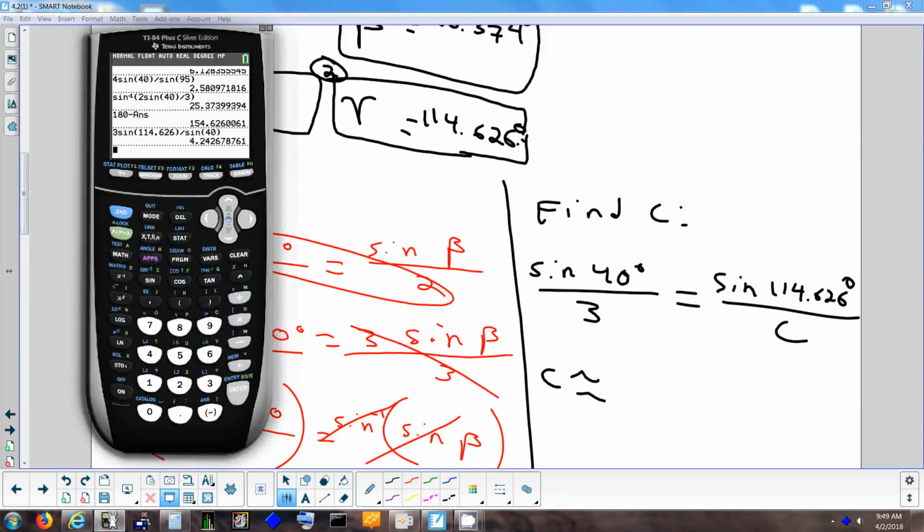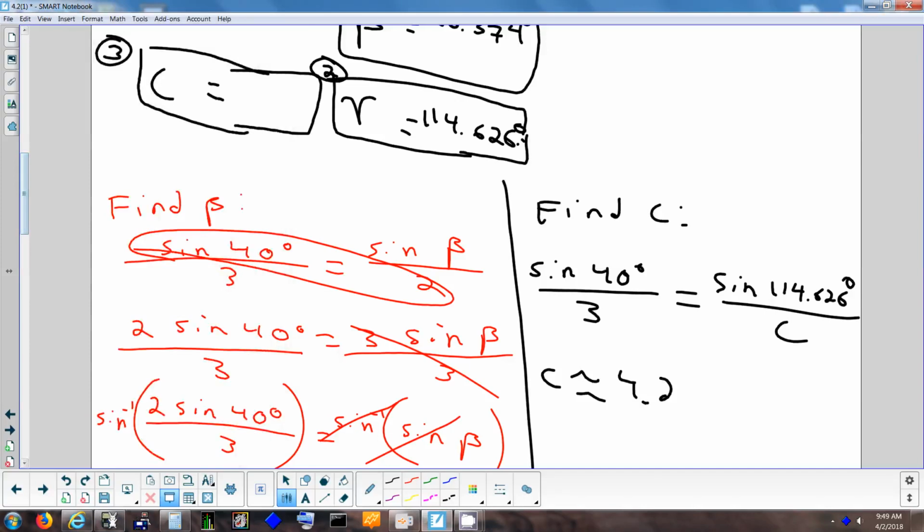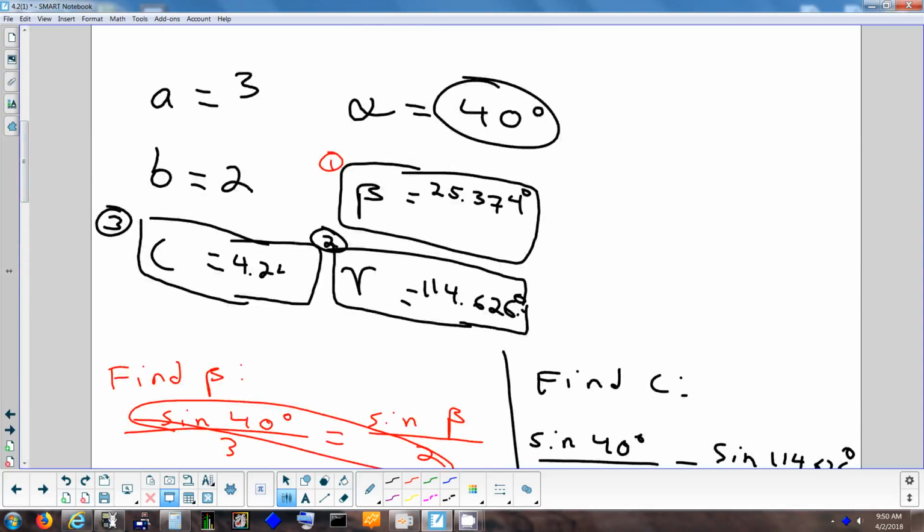Okay, so the answer is 4.243. If you had 4.25, that's fine. If you had like 4.22, that would be okay. If you had like 4.5, or even 4.4, that's, for rounding to 3 decimal places, that's kind of far off. Okay, so 4.25, 4.27, 4.22, anything around there would be fine. And that's C.